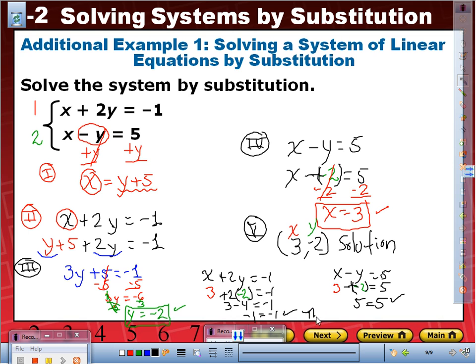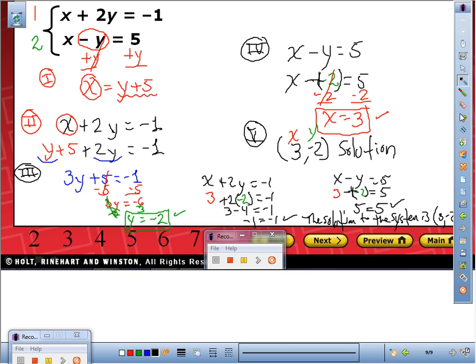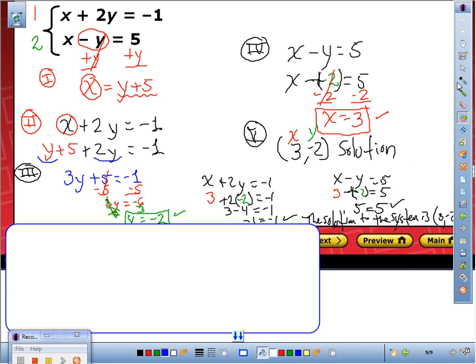Our statement is: the solution to the system is, parentheses, 3, -2. The solution to the system is 3, -2.